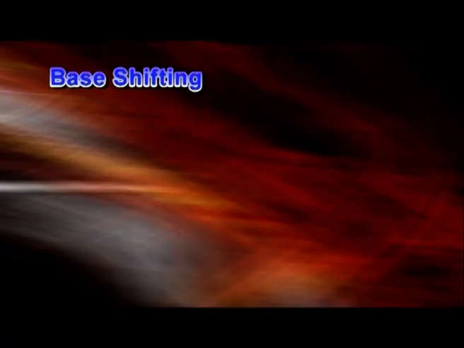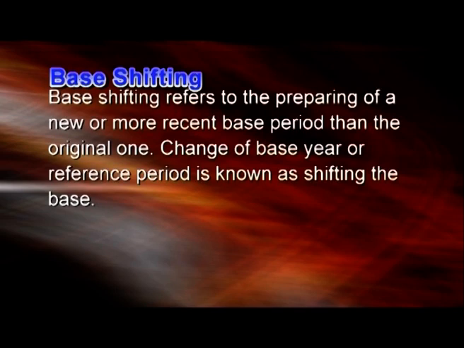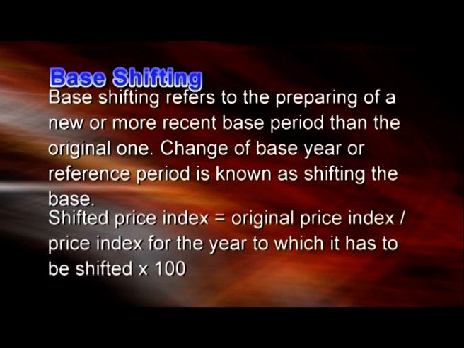Base shifting. Base shifting refers to preparing a new or more recent base period than the original one. Change of base year or reference period is known as shifting the base. The formula for calculating the new index number series is: shifted price index is equal to original price index divided by the price index for the year to which it has to be shifted, multiplied by 100.